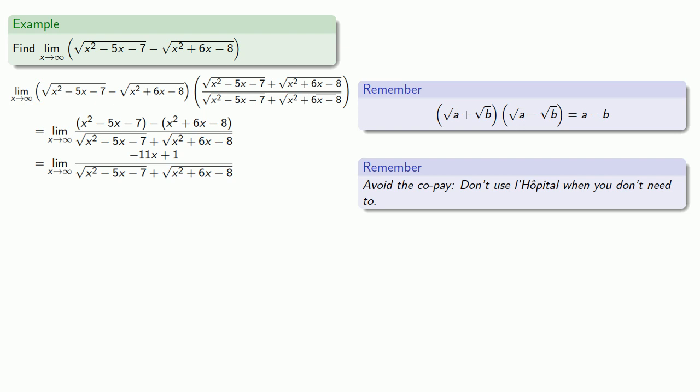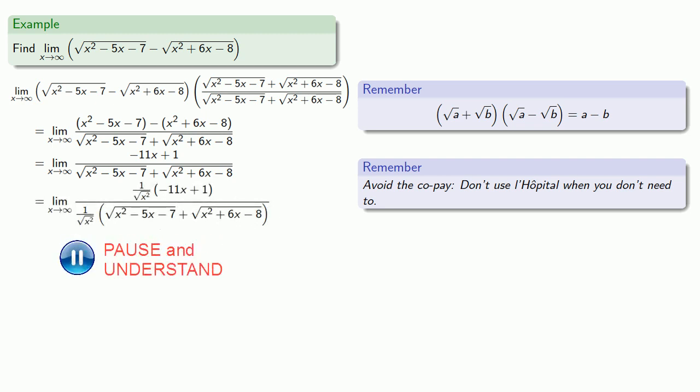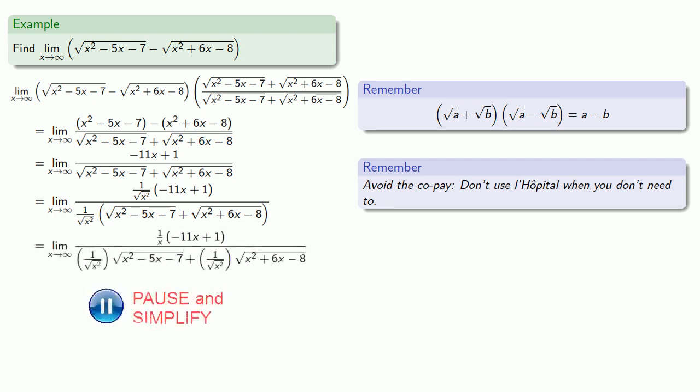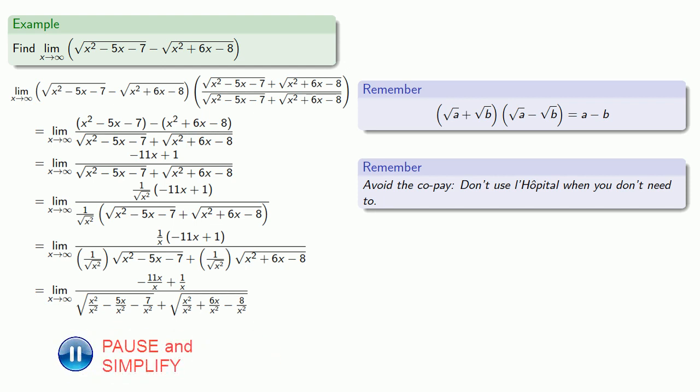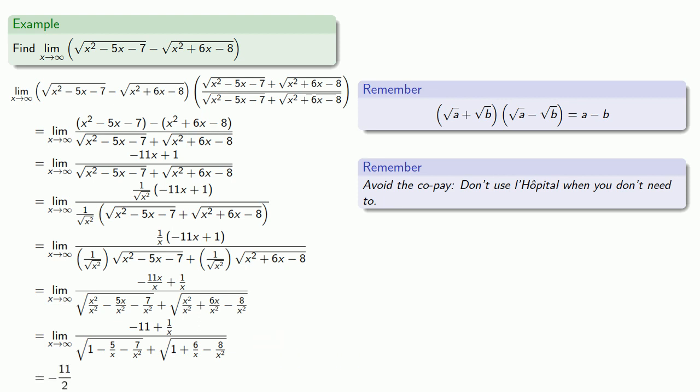Well, previously when we had a quotient, we multiplied numerator and denominator by 1 over the highest power of x in the denominator. And in this case, that's this x squared, except it's inside the square root. So we'll multiply numerator and denominator by 1 divided by the square root of x squared. Do a little algebra. A little more. Keep going, you're not done yet. And now we have something we can find the limit of as x goes to infinity.